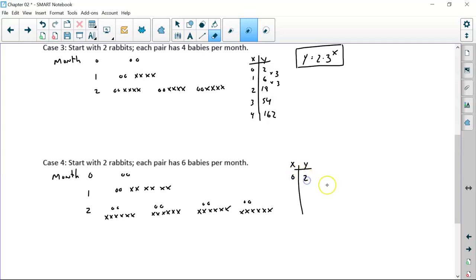month 0 we got 2. Month 1 we've got 8. Month 2, if you count them all up, you're going to have 32. To go from 2 to 8 and 8 to 32, you're multiplying by 4. So our rule, y equals 2, our initial, times our multiplier, 4 to the power of x. And that's our rule for that last case. So if you go to the next page, we're going to just be talking more about these.